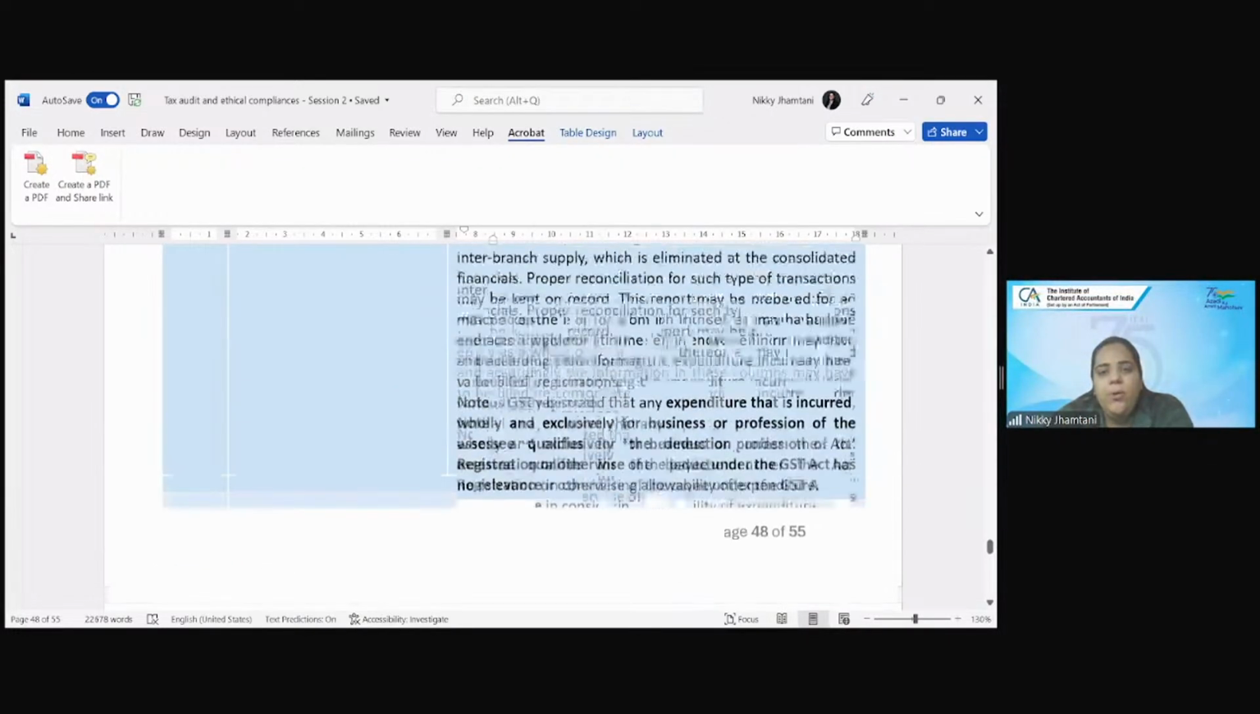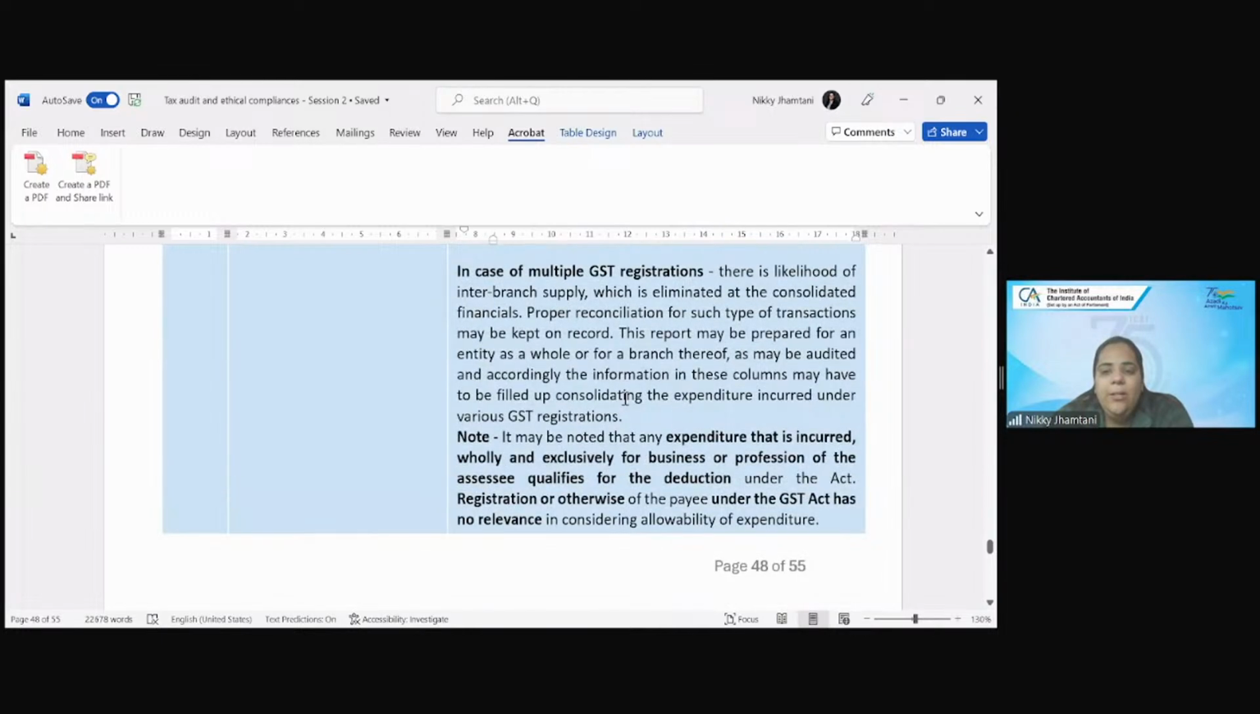What is an important point to note here is that any expenditure that is incurred wholly and exclusively for the business or profession of the assessee qualifies for the deduction under the Act, and registration or otherwise of the payee under the GST Act has no relevance in considering allowability of expenditure.